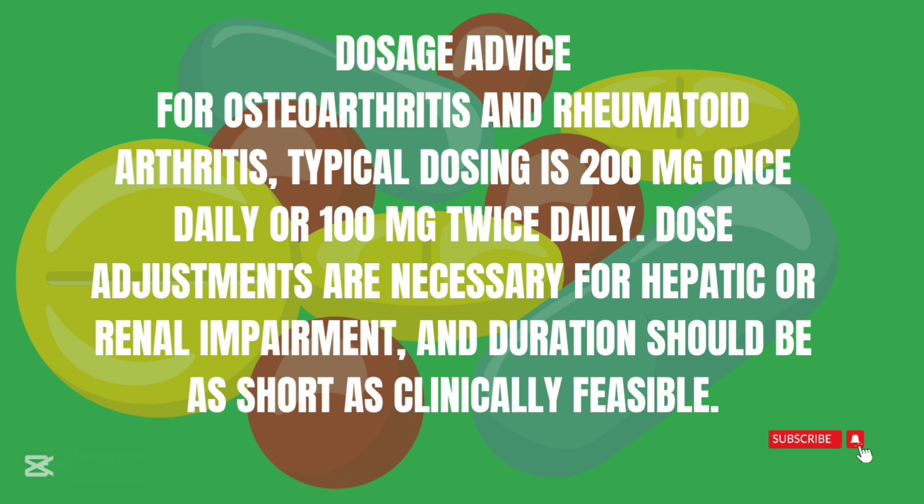Dosage advice for osteoarthritis and rheumatoid arthritis: typical dosing is 200 mg once daily or 100 mg twice daily. Dose adjustments are necessary for hepatic or renal impairment, and duration should be as short as clinically feasible. Remember, for dosage, the pharmacist will tell you what dosage to take based on the severity of your condition or whatever is wrong with you.